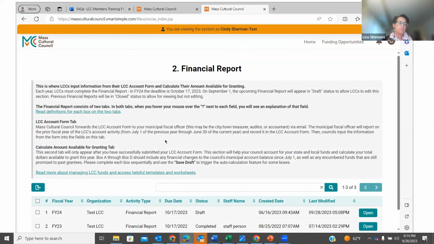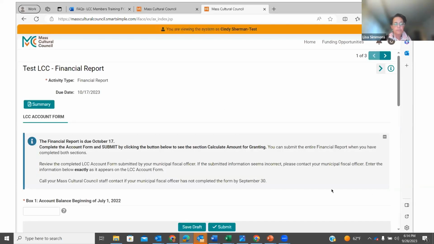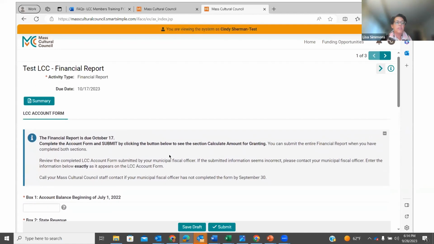If for some reason you still need more clarification, we are here as your program team and communities to help you walk through this. So when you get to this point, you're going to see all of the FY24 financial report. You'll also see FY23. If you have any questions about FY23, you also have the opportunity to go back there. So we're going to go into the financial report and open it up. You go into FY24 and this is what it's going to look like.